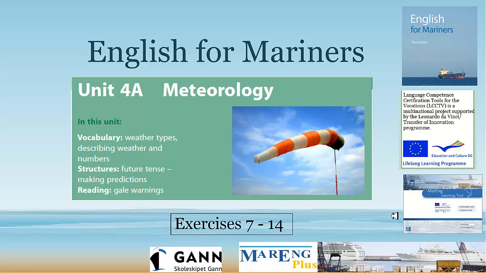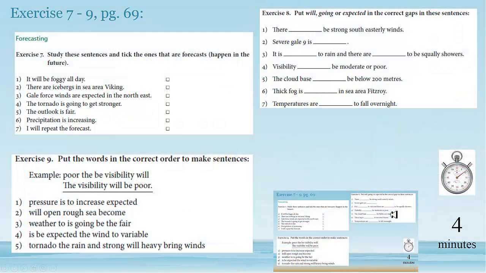Well, let's get started here now. Exercise 7 is just going to look at forecasting, and we're going to study these sentences, and what I want you to do is tick off the ones that are forecasts. Forecasts, in Norwegian værmelding, are things that are going to happen in the future. So which one of these sentences talks about what's going to happen in the future? Okay, so that's exercise 7.